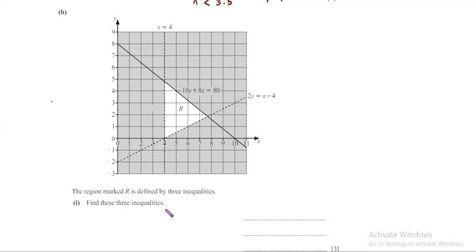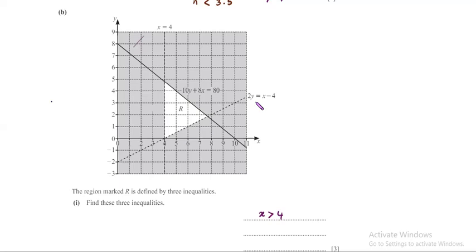So like I mentioned already, the unwanted region is the one that is shaded. When we consider this x is equal to 4 line, the region to the left side of this is shaded, which means that is the unwanted region. That means the wanted region, the region that includes this R, is going to be x is greater than 4. Only then will this section that belongs to R be included.